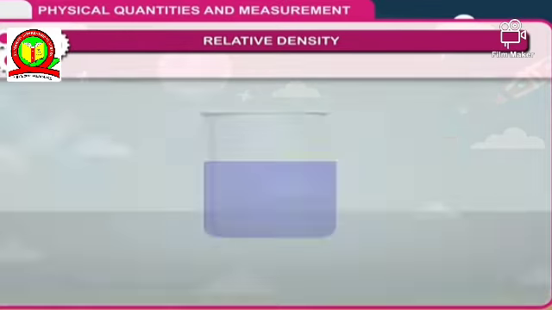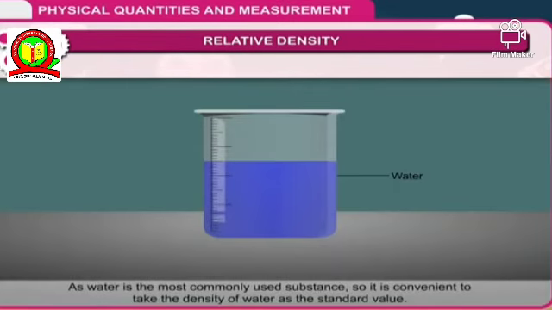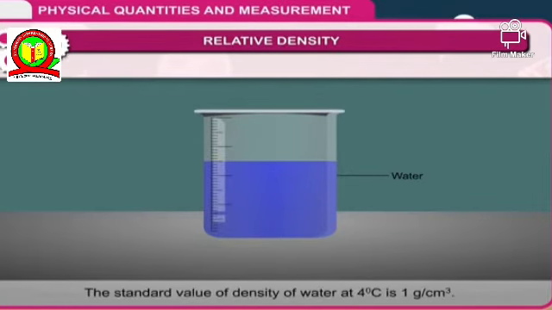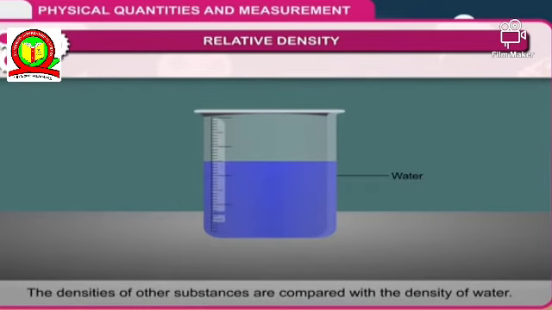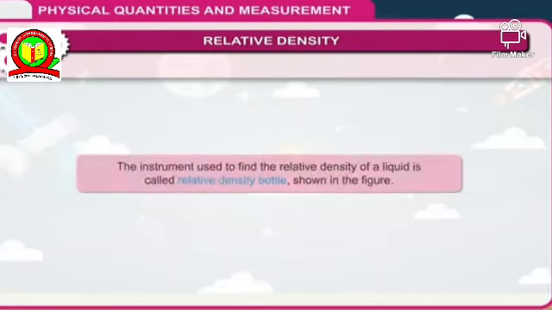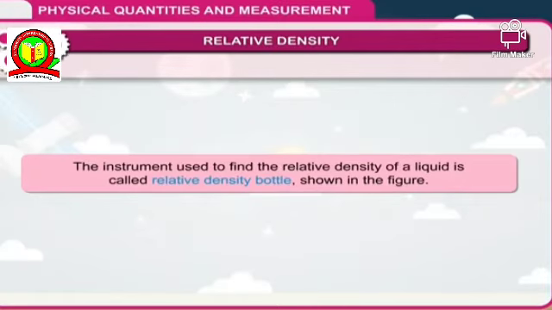As water is the most commonly used substance, so it is convenient to take the density of water as the standard value. The standard value of density of water at 4 degrees Celsius is 1 gram per centimeter cube. The densities of other substances are compared with the density of water. The relative density has no unit because it is the ratio of two physical quantities. It is a scalar quantity.